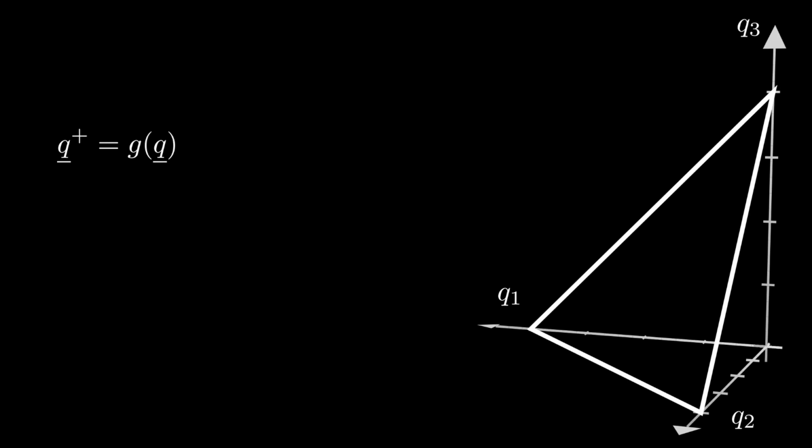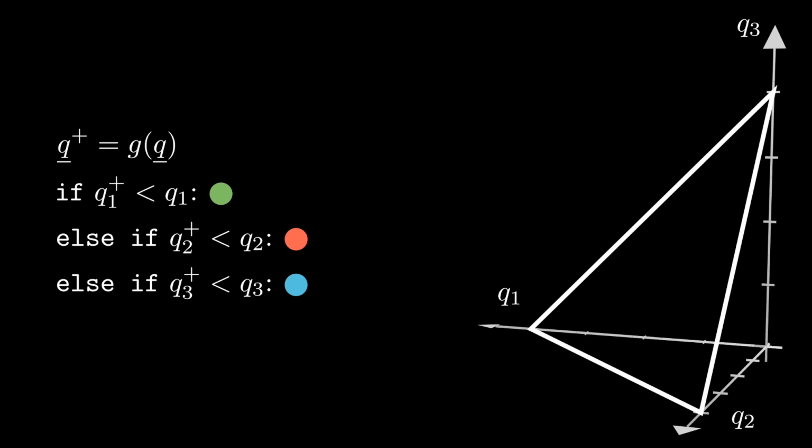We're now going to deduce that g must have a fixed point using Sperner's lemma by colouring in points on the big triangle according to the following three rules. To apply these rules, we first take any input point on the big triangle q and apply our function g to get another output point on the big triangle q+. We then compare the first coordinates of the input and output points. If the first coordinate has decreased in value, we colour in the point green. If instead the first coordinate doesn't decrease, but the second coordinate does, we colour in the point red. Finally, if only the third coordinate decreases, we colour in the point blue.